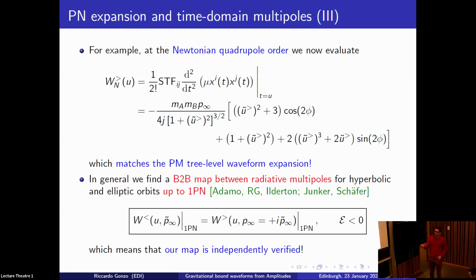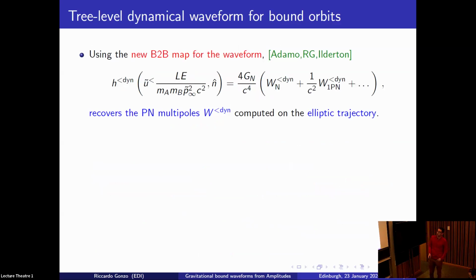And also the probe limit, in that specific example I was talking about before. So using the B2B map, I'm dropping static pieces. I can consider them separately, in particular the linear memory. But using this map for the waveform, you can expand now this guy. You don't have an input parameter, in the bound case. So you have an angular momentum. Everything that was an input parameter becomes a function of angular momentum, as it should.